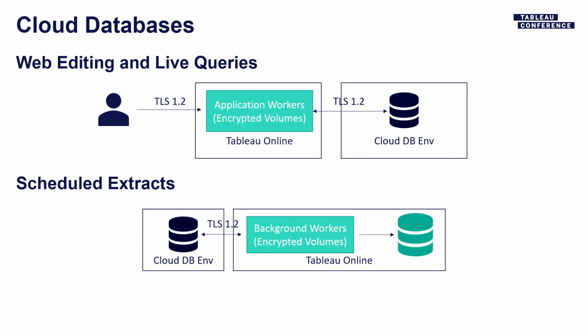That background worker goes out to your cloud database, starts issuing all the queries it needs to build that extract, and gets all that data back. Again, that part is happening through an encrypted connection. Then the extract gets built right on that background worker, and when it's ready, it puts the extract into a database or a file store on Tableau Online. That file store is fully encrypted at rest, so the data always stays safe. Again, the key part is that throughout the entire communication, we went through encrypted channels, encrypted workers, and stored the data in an encrypted-at-rest database.